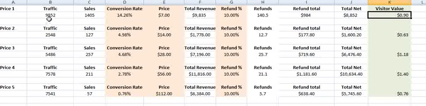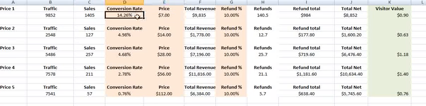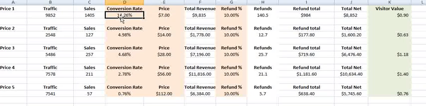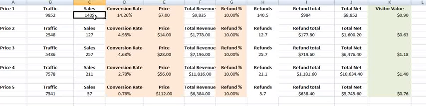So let's say that you get, usually the lower the price, the higher the conversion is going to be. So let's say that you get 9,000 visitors to your site, and since it's only a $7 product, you got a nice conversion rate of 14%. So you got this many sales, that's a 14.26 conversion rate. Your revenue is simply $7 times the amount of sales you got.